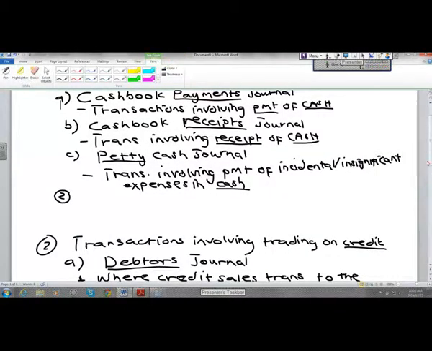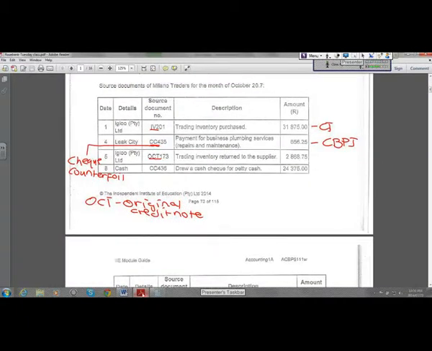We can remember that in the 3rd category, we have 2 subsidiary journals: the debtors allowances journal and the creditors allowances journal. We said that when we are returning goods to the suppliers, we are going to use the creditors allowances journal. So this one will go to the creditors allowances journal.